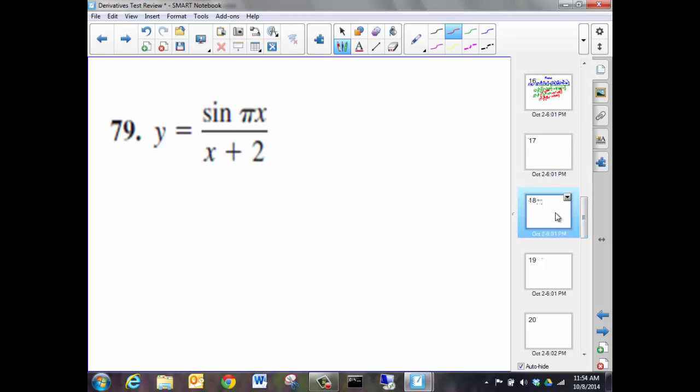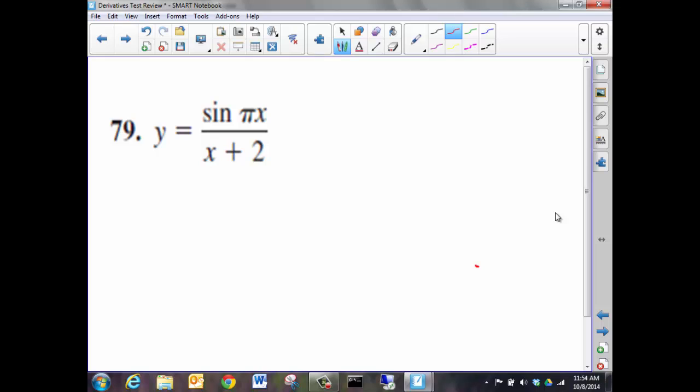That pi is supposed to give you trouble there. All right, yep, it scared you. That's what it's supposed to do. We're going to need to use quotient rule. Low. What's the derivative of sine pi x? Cosine pi x times pi.